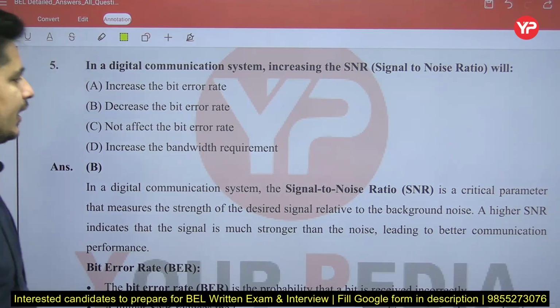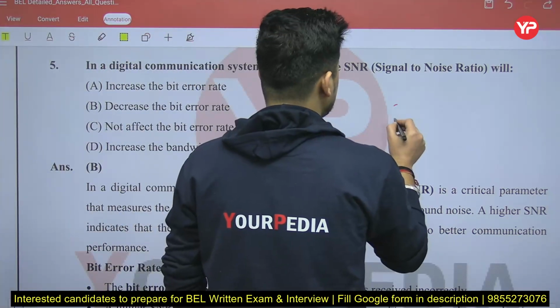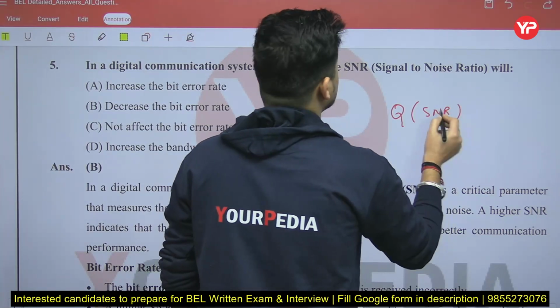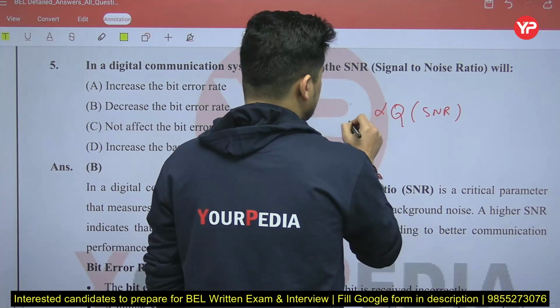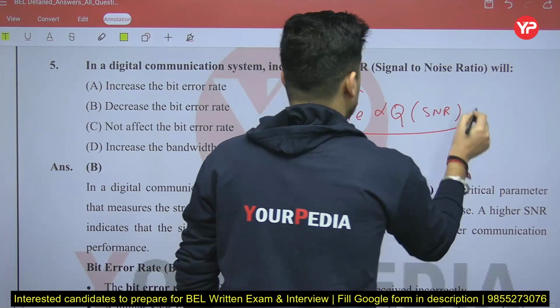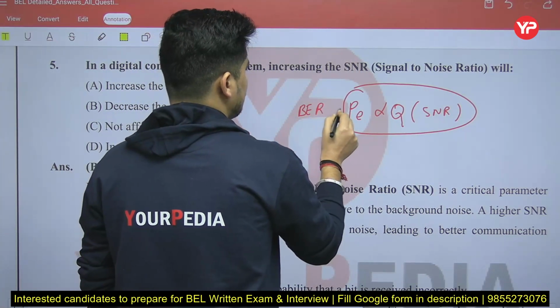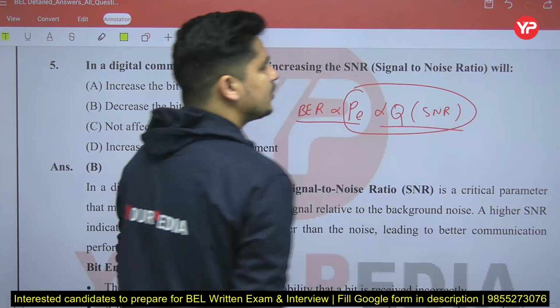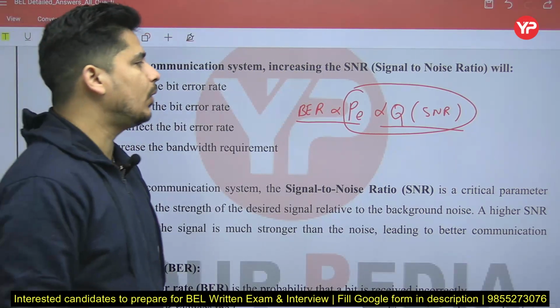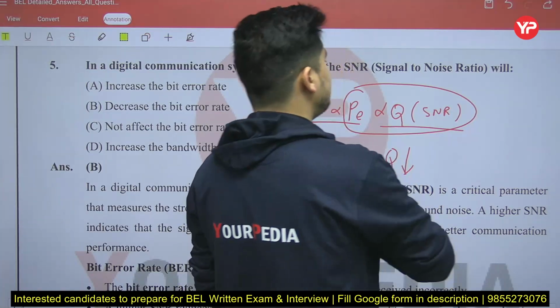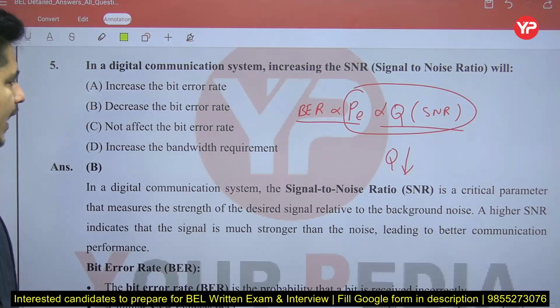Next is, in a digital communication system, what happens when increasing the SNR? See, basically in your digital communication system, the probability of error, or you can say the bit error rate, is directly proportional to the Q function of SNR. Q is always a decreasing function. So as your SNR increases, the bit error will decrease.